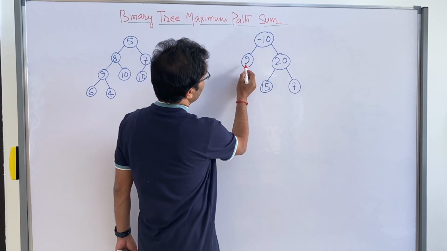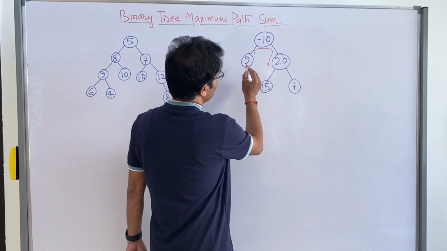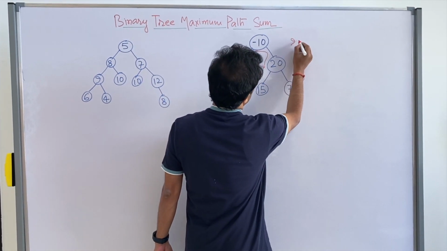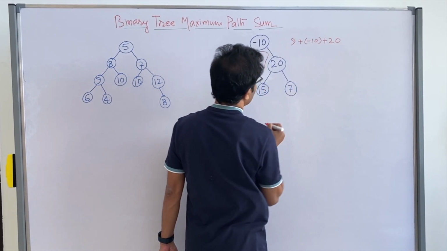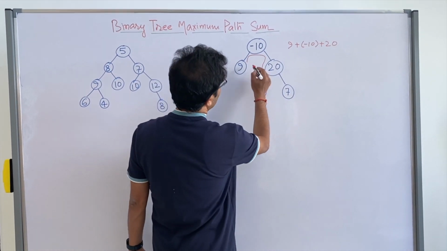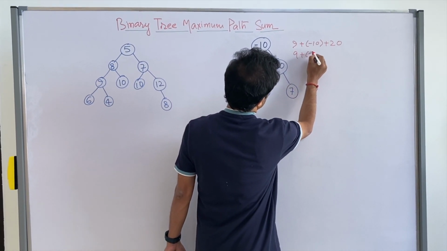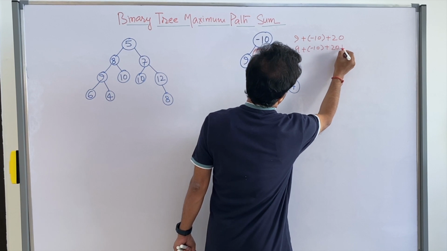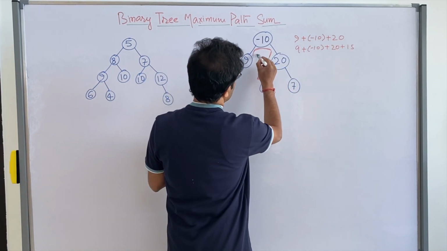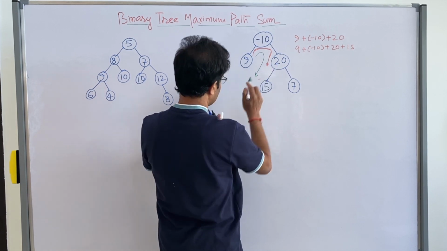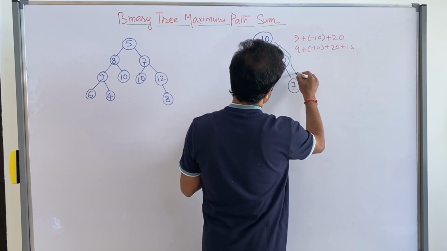Suppose you traverse from this 9 to 10 and then to 20. You traverse 9, and you have to add all the node values. And suppose you want to traverse from here to here to here, then of course 9 plus minus 10 plus 20 plus 15. This was the second case. And for the third case, I just want to traverse here.